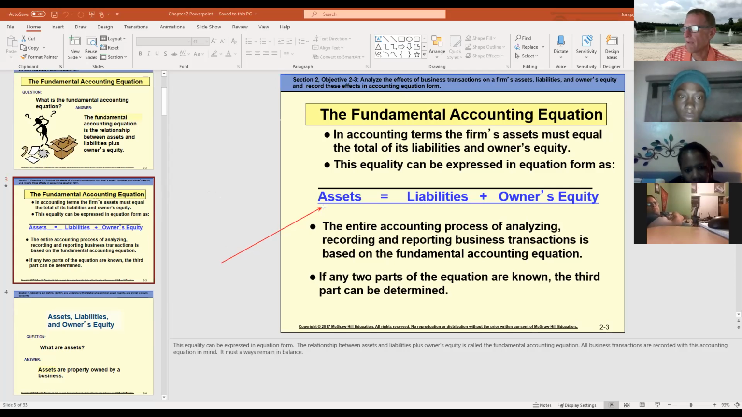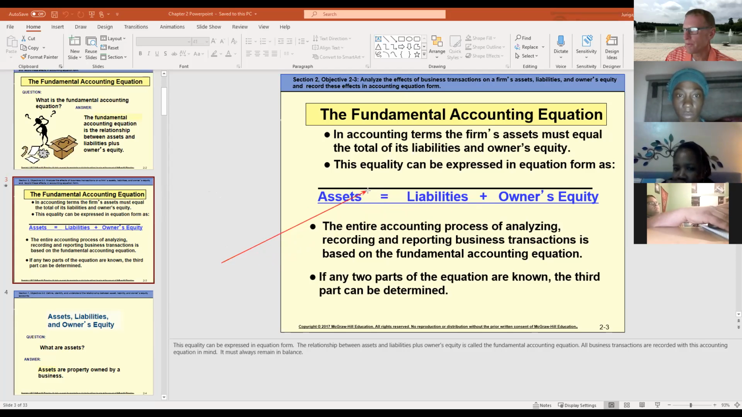And I don't want you to lose track of the financial statements because that is where we're headed. But you'll notice we have assets, of course, I'll talk about the definition in a minute. Assets is on what they call the left part of the equation. Assets equals liabilities plus owner's equity.